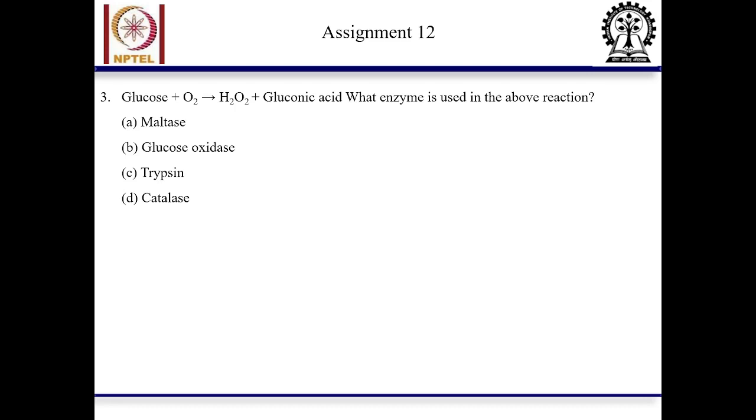Anyone? What is the answer for this question? So this question is basically from the glucose sensor. Then I will tell what is the different part of the glucose sensor and what it is. Can anyone just tell what is the answer for this question number 3?